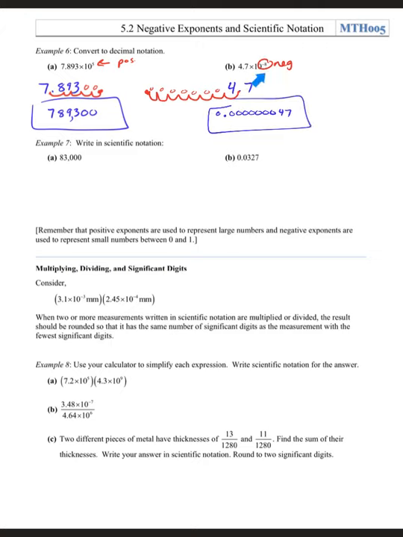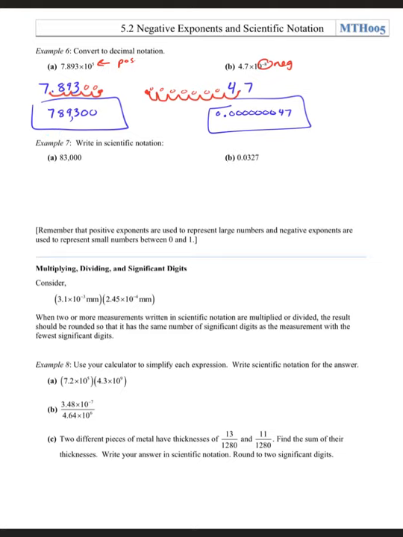Again, if this is a negative exponent, it tells you your value is going to be very small, between 0 and 1. If this is a positive number, you know this is going to be bigger than 10. So positive, big number; negative, small number.